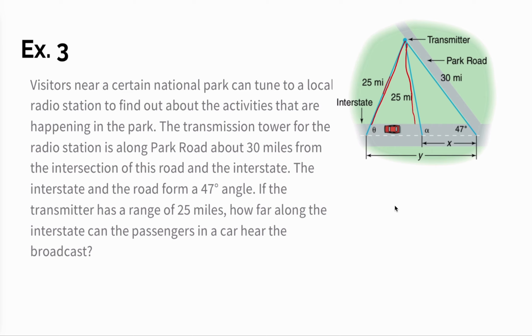If we think about a circle with a radius of 25, wow, that looks like a really good circle, actually. Everyone applaud my art skills right there, right? This stretch of highway here is going to be the part where you're 25 miles or less away from the transmitter. In part X, you're now more than 25 miles away. You can't hear the broadcast. So what we're looking for in this diagram is we are trying to find what y minus x is.